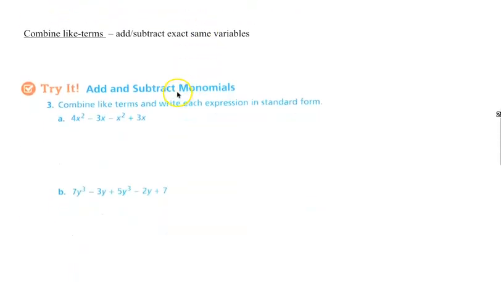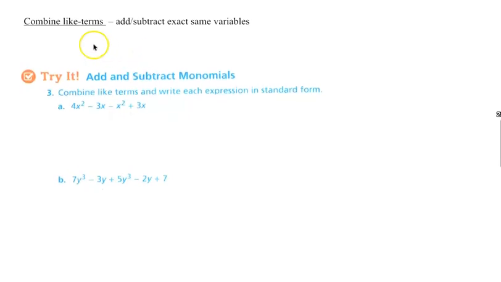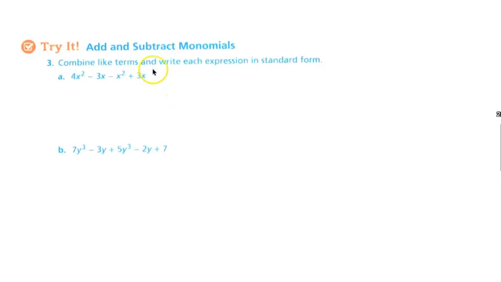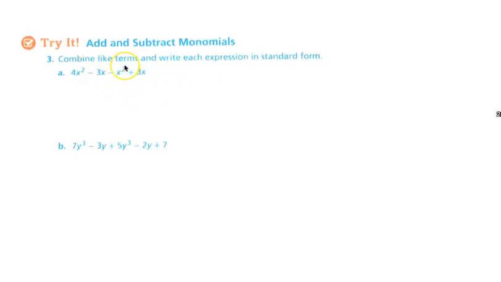So we can combine like terms with monomials now. All we're going to do is add and subtract the exact same variables. So if I have a monomial here, we're just going to simplify it. The only things you can add are the ones that are exactly the same. So I could add the 4x squared with the negative x squared, and I could add the negative 3x with the positive 3x.